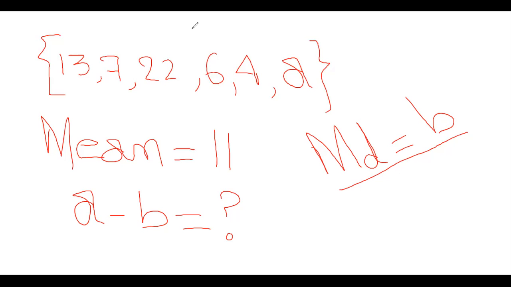Well done. So what was the way of your calculation? What I did was I added up all the numbers and then divided by 6, which is the total mean, and equated it to 11, which we already know the mean is, so I could get A. Then I multiplied by 6 on both sides and subtracted 52 from 66, and got 14, which is A.